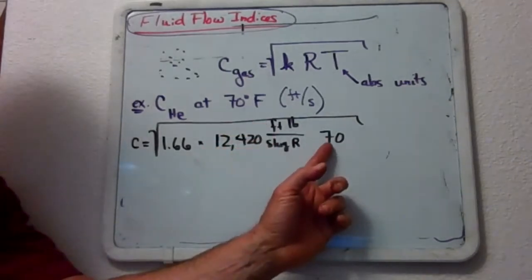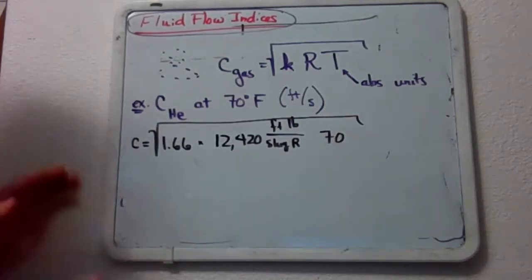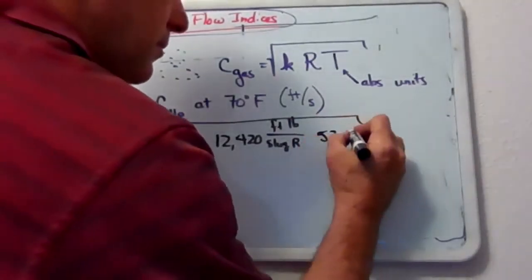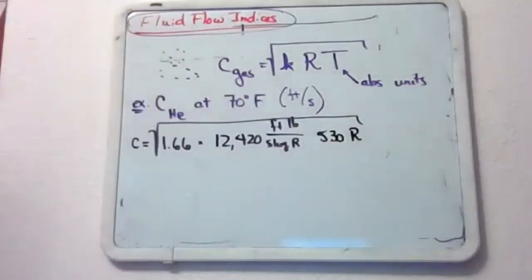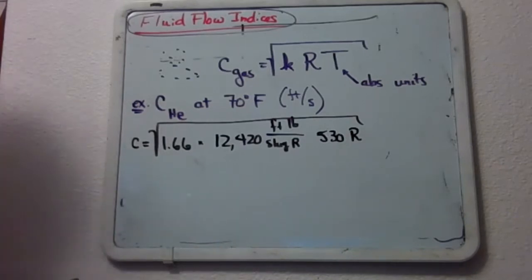Temperature, there's a mistake. That's supposed to be in Rankine, so I should take 70 and add 460, and I get 530 Rankine. Okay, so there we go. Let's finish that off, and please pipe up if you have a question or you see an error. I'm going to do the number, and then I'm going to do units.